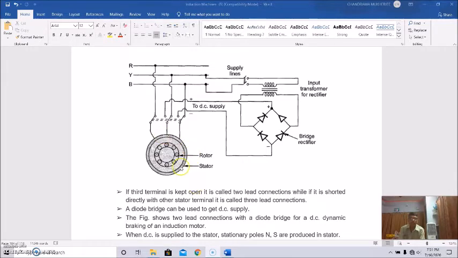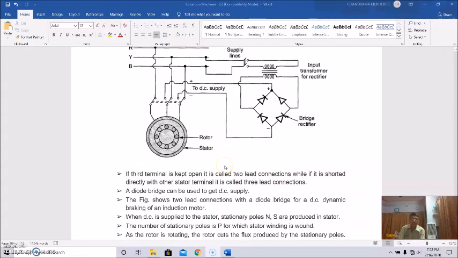So this is an arrangement of DC dynamic braking. If the third terminal is kept open, it is called a two-lead connection, and if it is shorted directly with the other stator terminal, it is called a three-lead connection. A diode bridge is used to get the DC supply, which is given to two terminals of the stator winding, and this figure shows a two-lead connection with a diode bridge for DC dynamic braking of an induction motor.